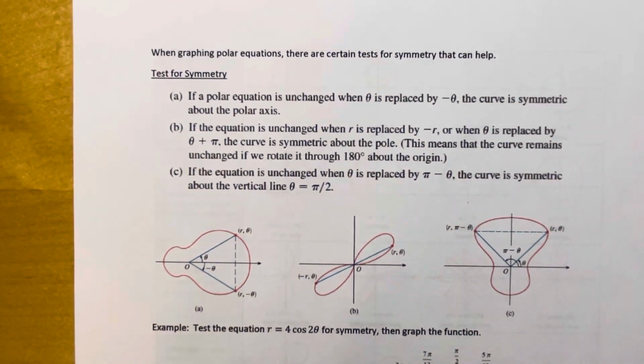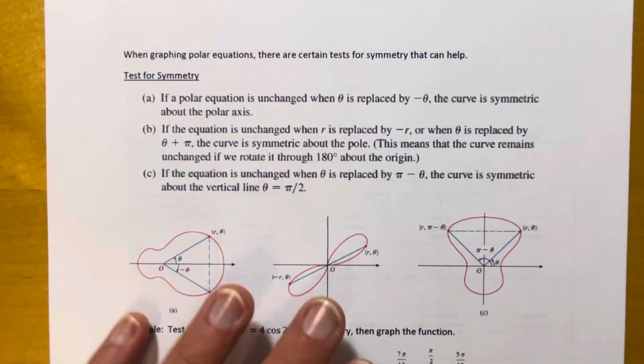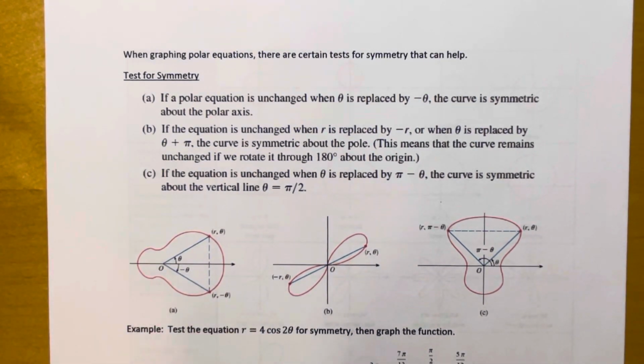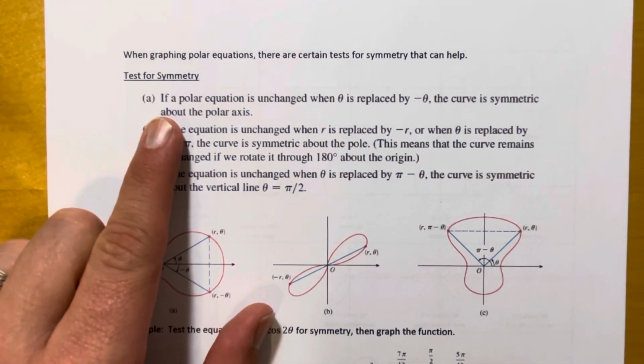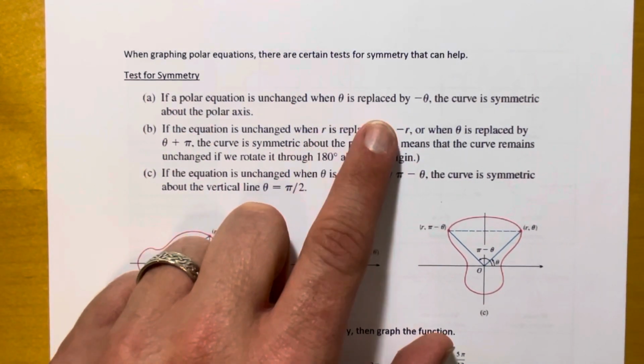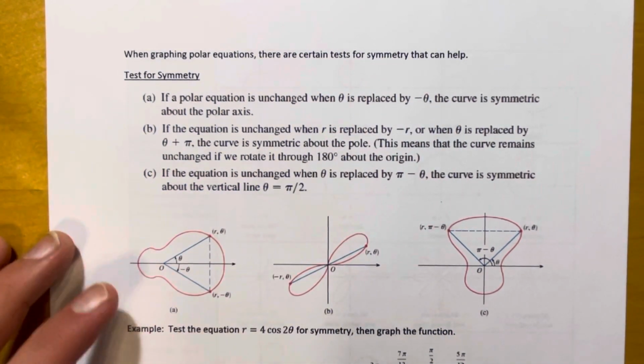Now, that was a graphing problem. There are different polar curves that we're going to look at, a lot of which you don't tend to see in rectangular coordinates. You tend to only see them in polar coordinates. But before we get into those, there are some useful tests for symmetry that we can use when trying to graph these different curves. So for this one, if a polar equation is unchanged when theta is replaced by negative theta, then the curve is symmetric about the polar axis.